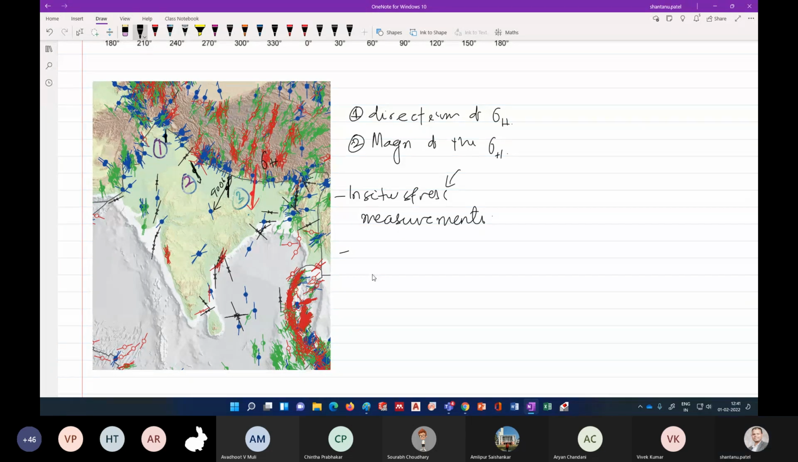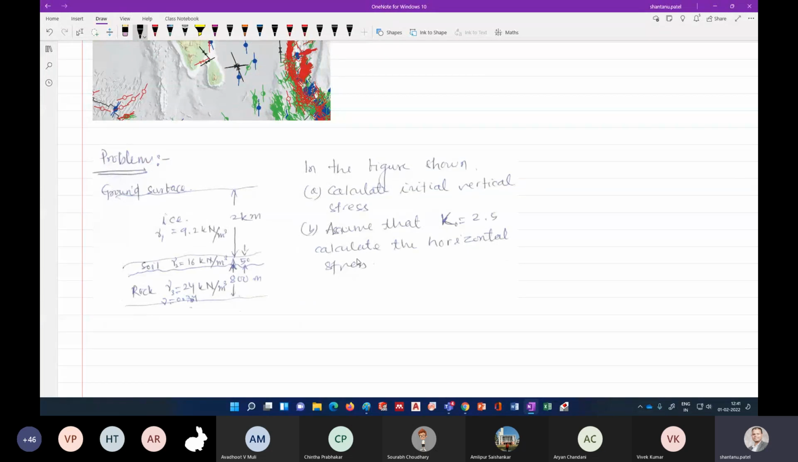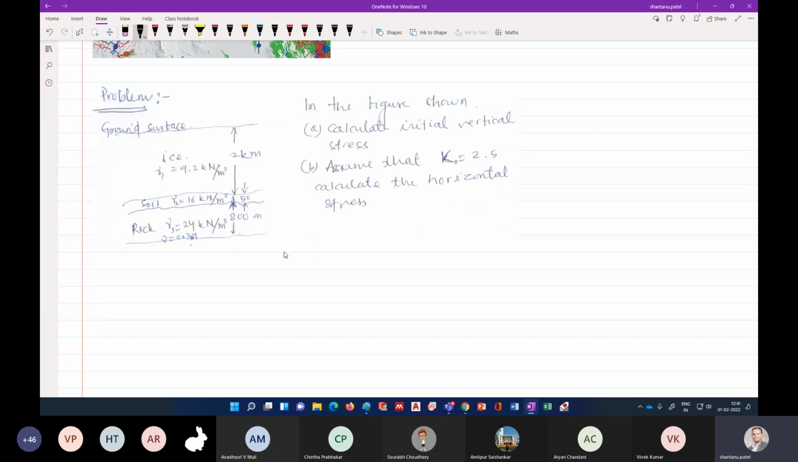No, sir. Okay, it's pretty clear, right? So let's try to solve this problem. It's very simple, right? This is the ground surface, and let's say we are constructing something at 2 kilometers plus 50 meters plus 800 meters down here, all the way down here. So can you calculate what is the initial stress? The densities are given.